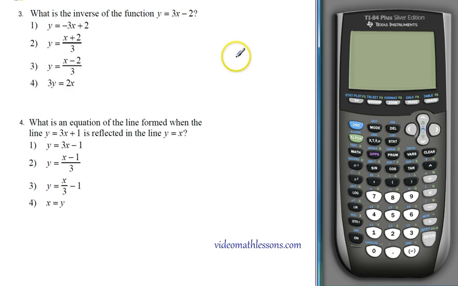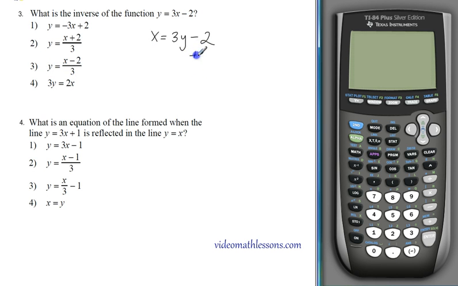Number 3, what is the inverse of the function y equals 3x minus 2? Now notice we have a bunch of equations, and what they want us to do is the same thing. Just like we did before for functions, we're going to switch places. So instead of saying y equals, this will turn to x equals. So it's x equals 3y minus 2. And then what we're going to do is solve for y, because most of these are set up that way.